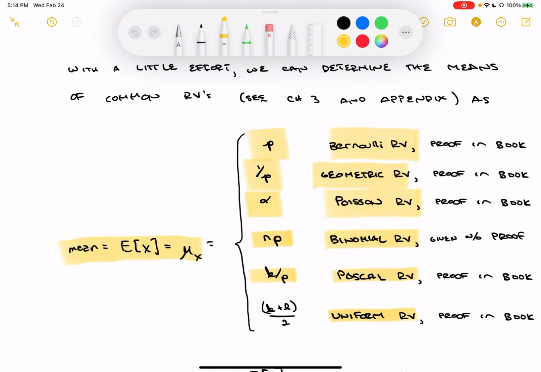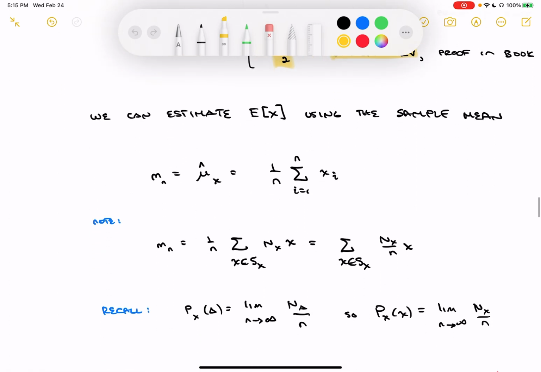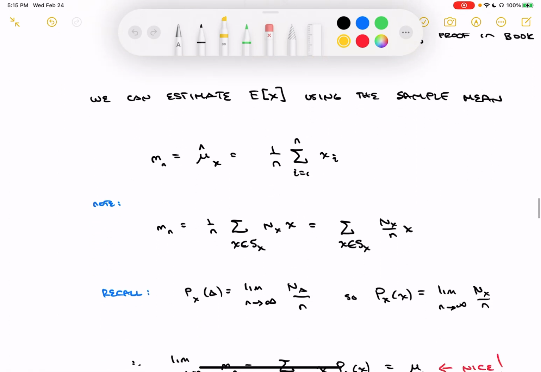For a uniform random variable, we're going to get (K plus L) divided by 2. All of these, with the exception of the binomial, have the proof in the book. You can certainly look at it, although we will take a little bit of time and prove at least a couple of them. Before we do those proofs, we can estimate this expected value of X from collected data.